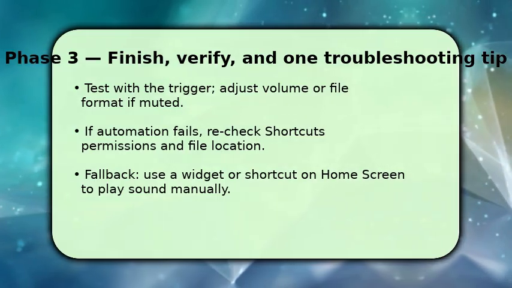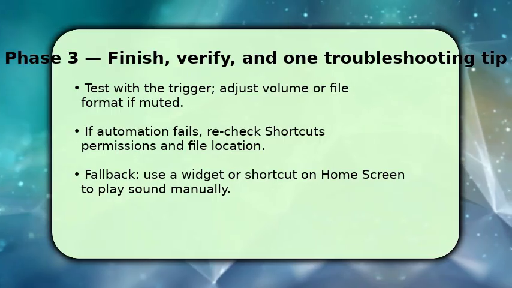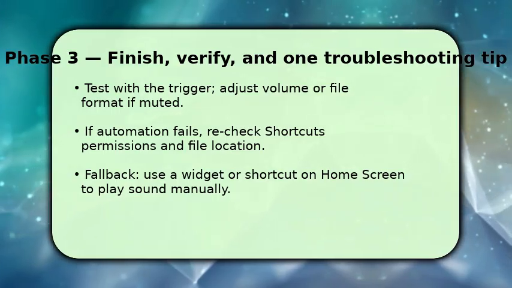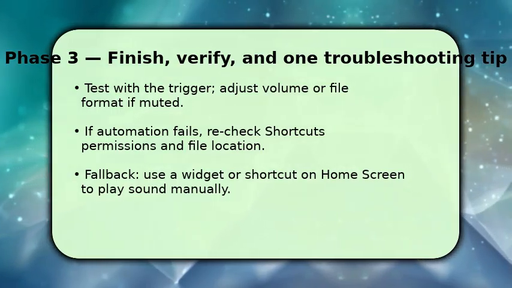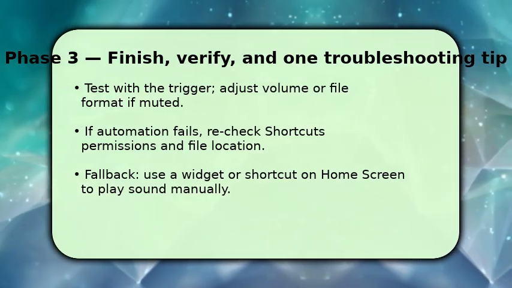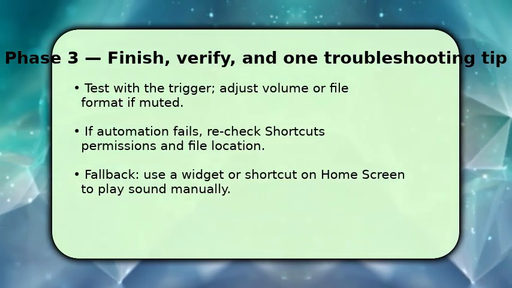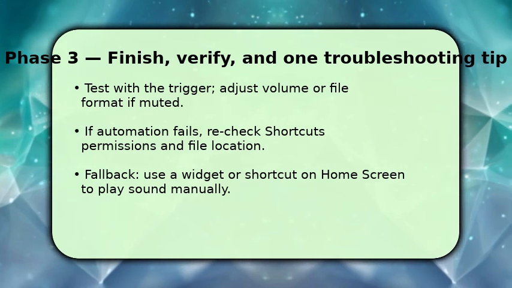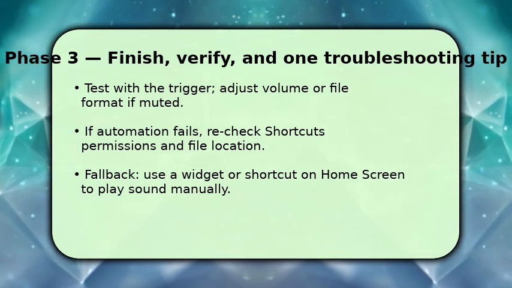If the automation doesn't run, open Settings, then Shortcuts, and grant permissions, and confirm the file remains in Files and hasn't been moved. If automation triggers are too limited, create a home screen shortcut or widget that plays the same sound as a reliable fallback.